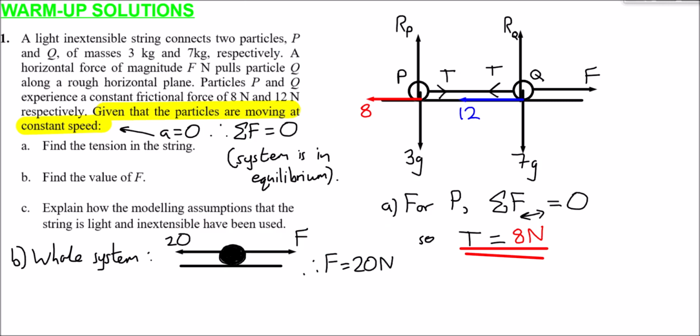We could, if we really wanted, add in the weight and the normal reaction for the system. However, we're only considering forces acting in the horizontal direction, so we don't need to consider that in this particular case. Finally, for part C, we have to explain how the modelling assumptions that the string is light and inextensible have been used. So for that one, we can just simply say if the string is inextensible, the tension experienced by P and Q will be the same.